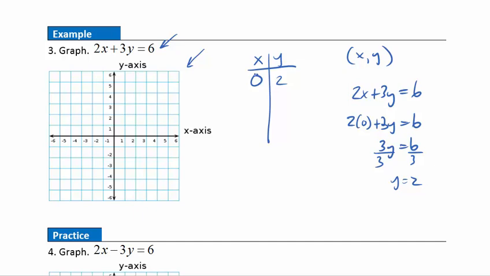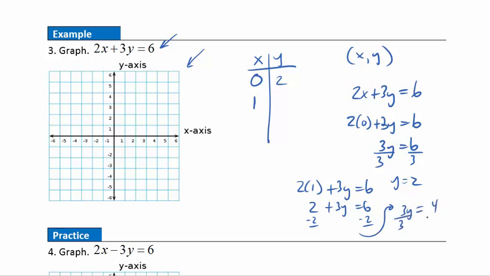So I have 1 point here. I'm going to pick 3 points, so I need to do 2 more of these. Maybe this time I'll try a 1 in there for x. So then I'd have 2 times 1 plus 3y equals 6. 2 times 1 is 2, so I have 2 plus 3y equals 6. Well, this one I can't see right away, so I'm going to solve this equation. Subtract 2 from both sides, and then I'd have 3y is equal to 4. Divide by 3, and we get that y equals 4/3.